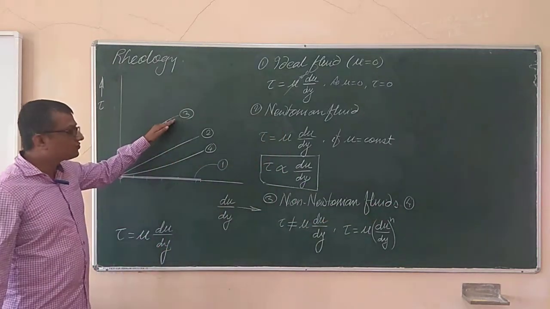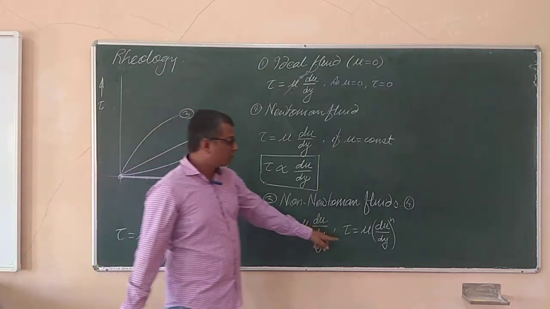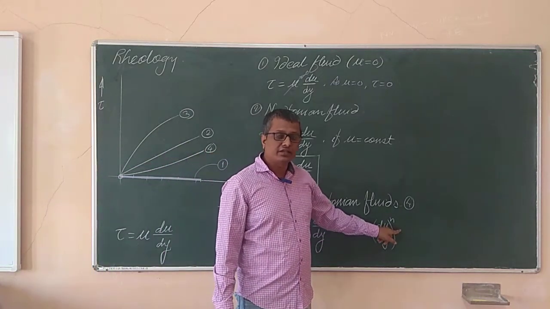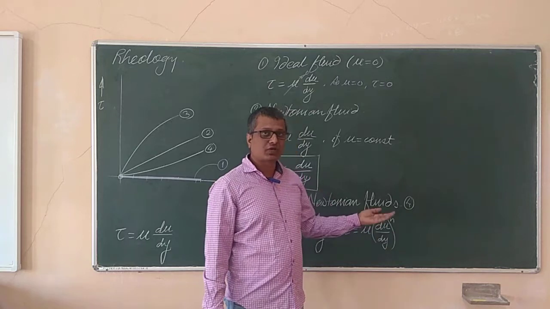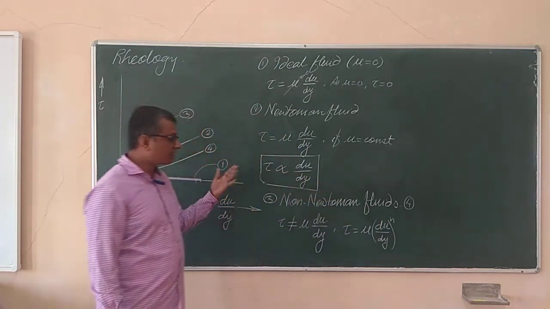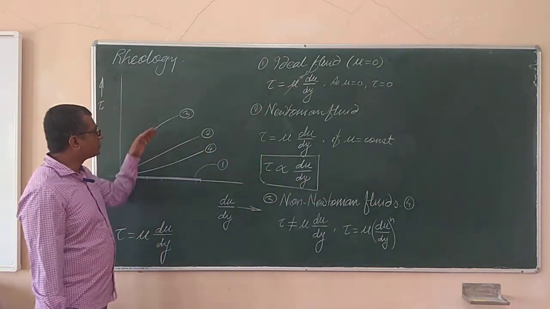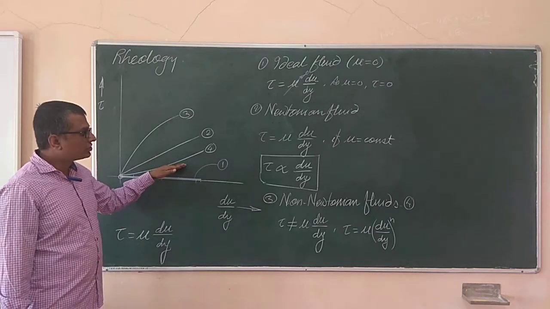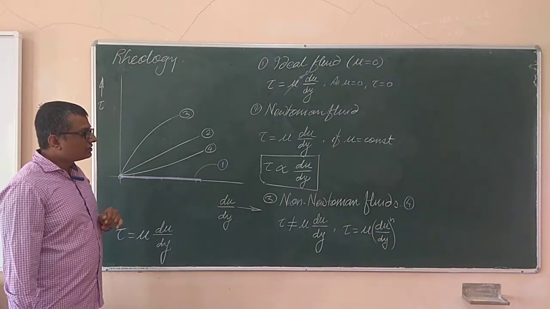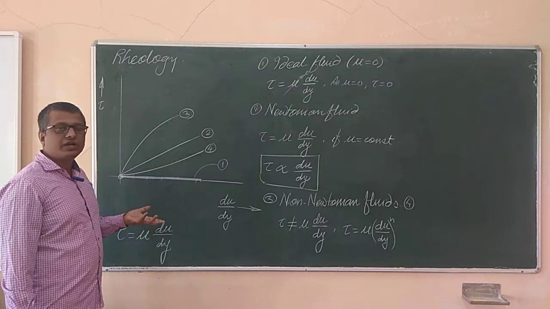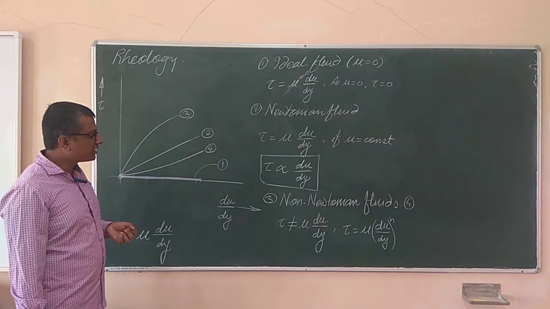Now what curvature it will follow totally depends upon the power of du by dy, that is n over here, whether it is less than 1 or greater than 1. That will decide whether it will follow this curvature or that curvature, right? So that's what the non-Newtonian fluid is. Some examples of non-Newtonian fluid are milk, blood. So these are the examples.